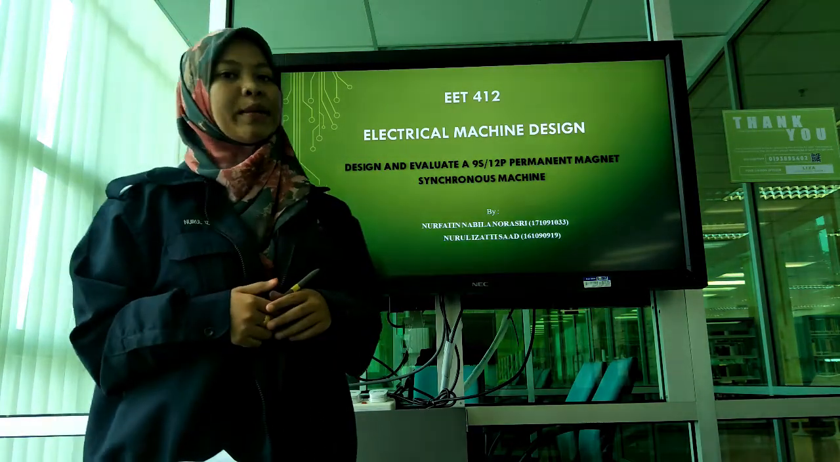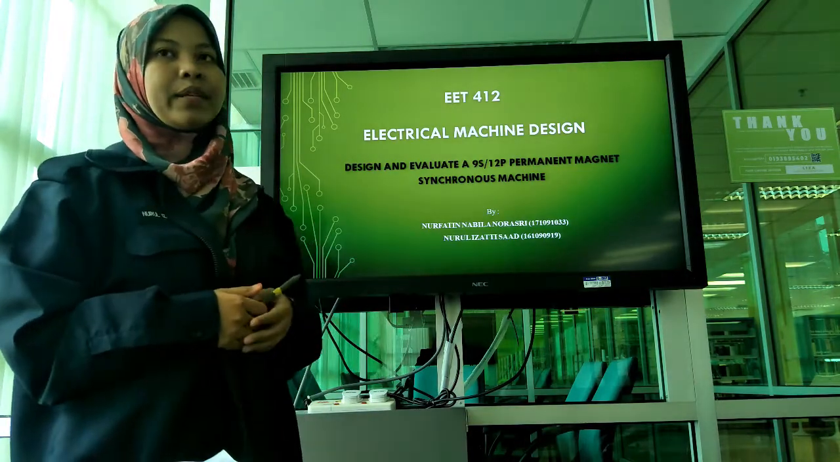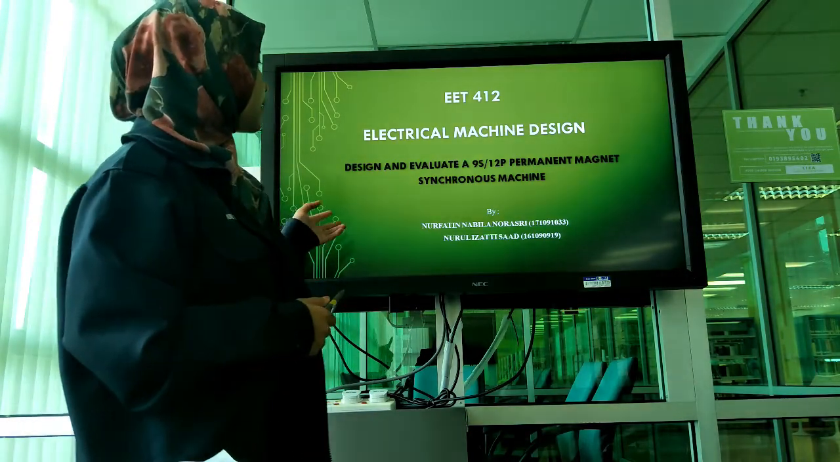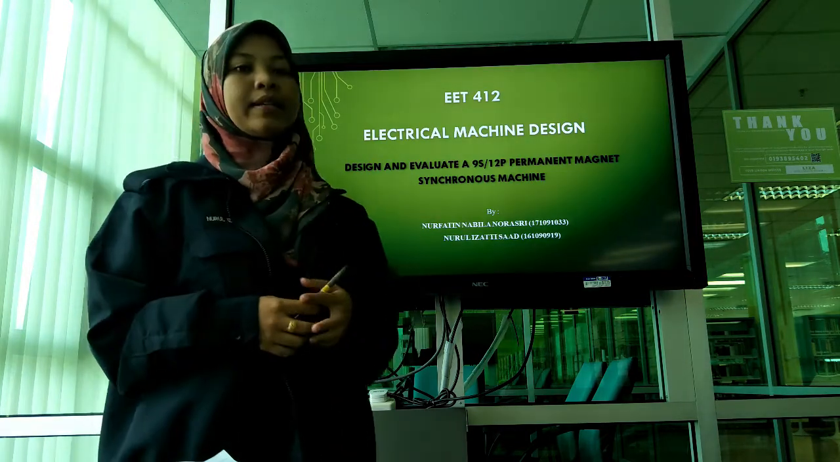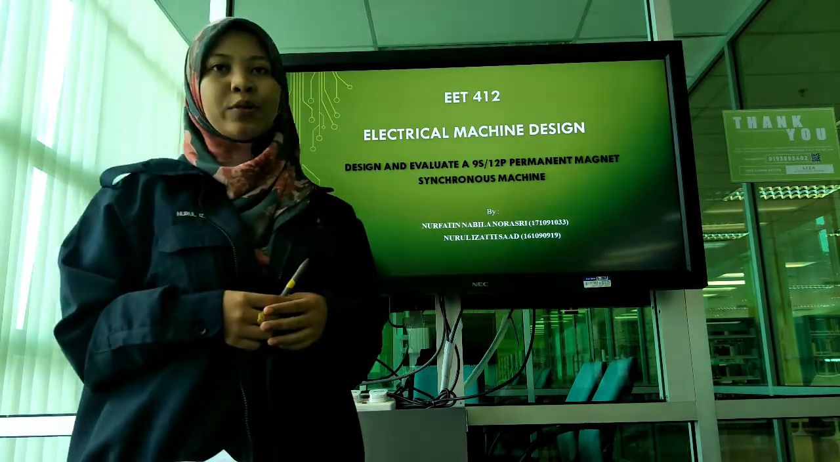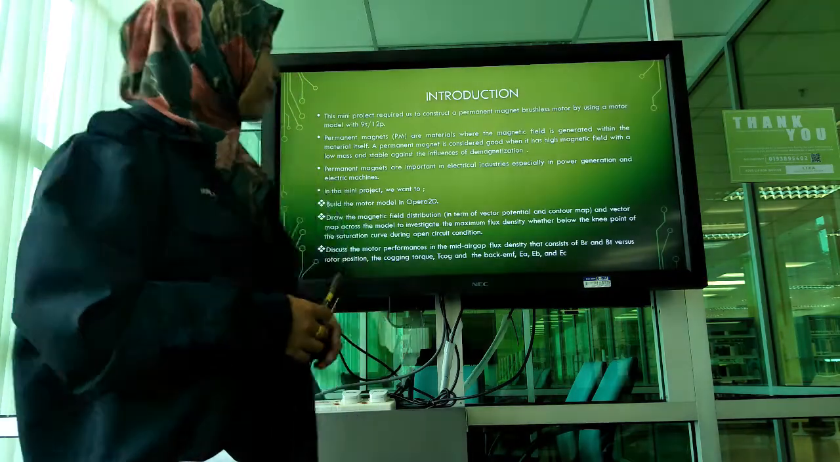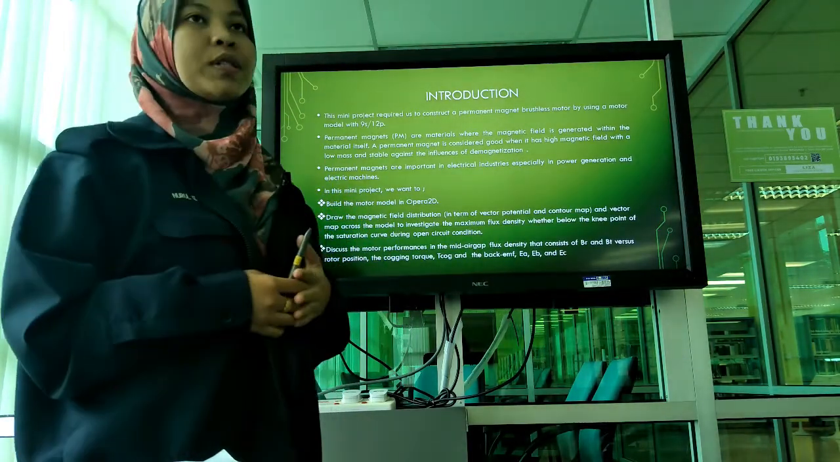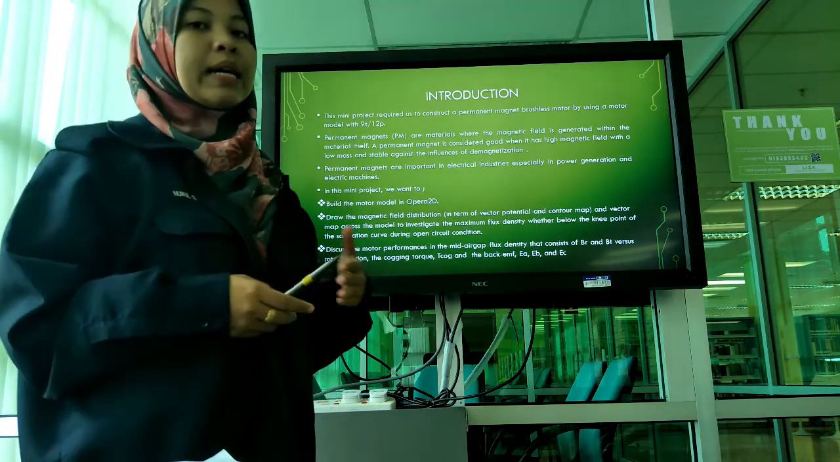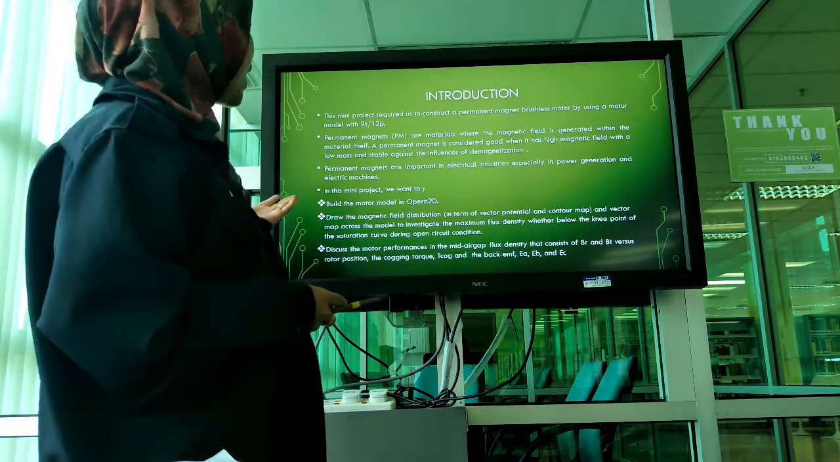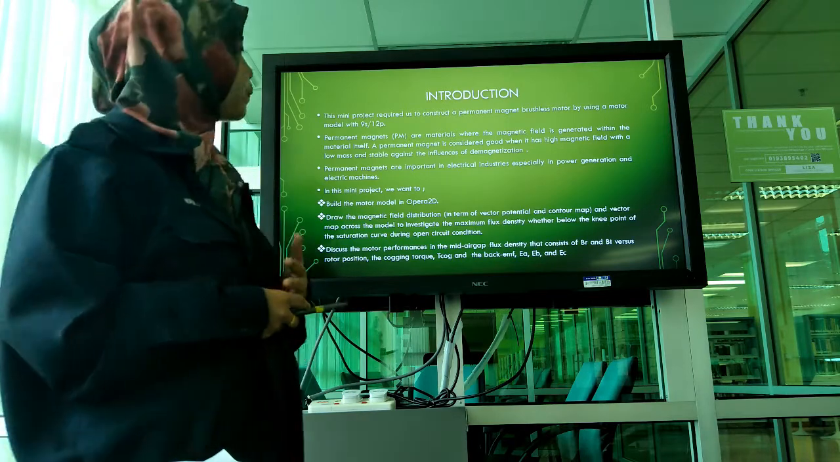Today I would like to present my electrical machine design mini project, which is entitled to design and evaluate a 9-slot 12-pole permanent magnet synchronous machine. My name is Nurul Izzati binti Saad. This mini project required us to construct a permanent magnet brushless motor by using a motor model with 9 slots and 12 poles.